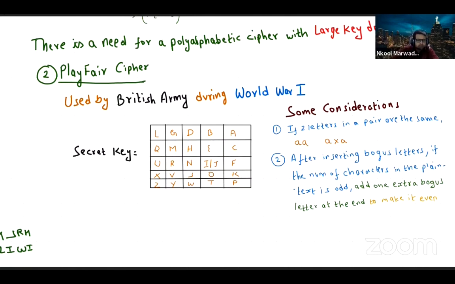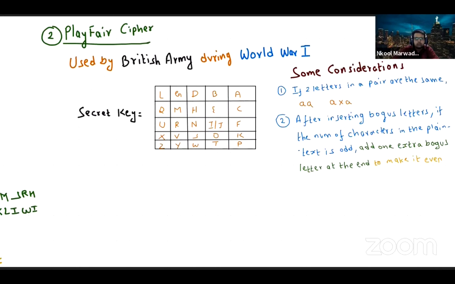Now, three rules we have to use. Let us look at the rules. For encryption and decryption, we have to make use of three rules. First, we have to take two letters in a pair, analyze the pair, and according to that, make a decision.